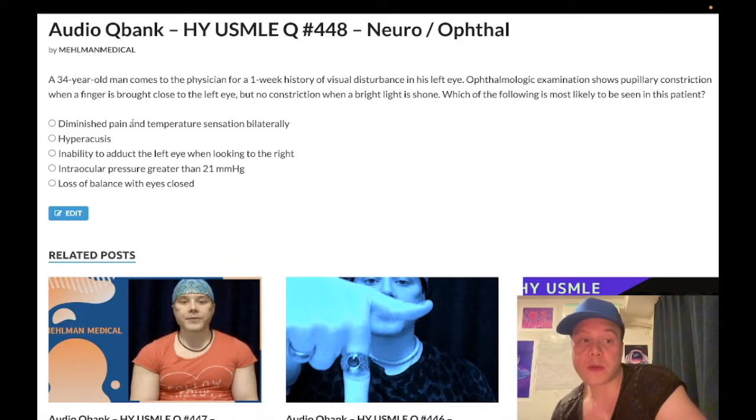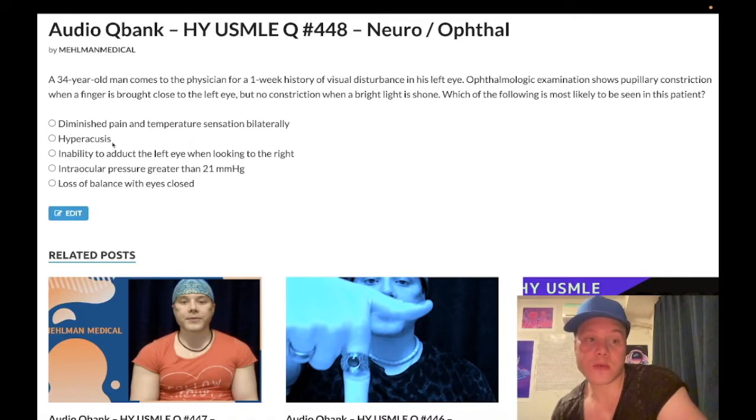So anterior white commissure for bilateral loss of pain and temperature. If you have a unilateral loss of pain and temperature, you're going to choose the contralateral spinothalamic tract, okay, on the spinal cord. Once again, neuroanatomy PDF is down below. Wrong answer. Choice B, hyperacusis.